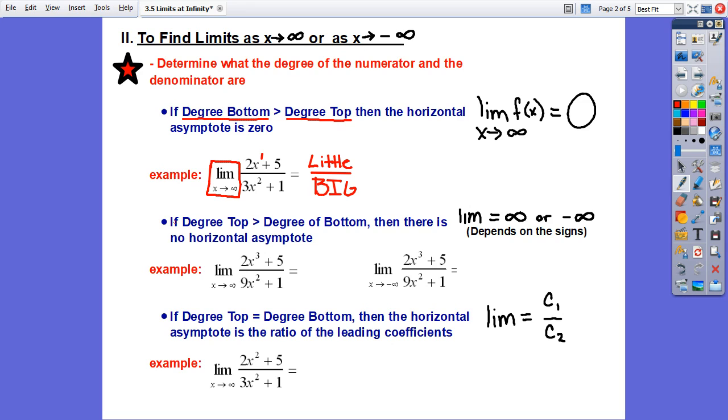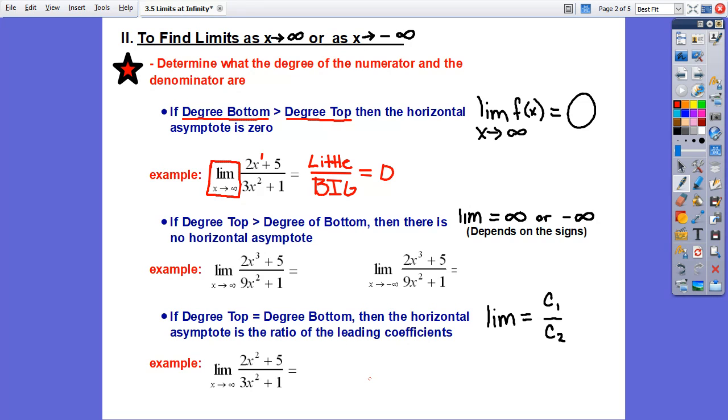So what we want to do is determine what the degrees, if we can, of the numerator and denominator are. Okay, and so the degree of the numerator is 1, degree of the denominator is 2. So that means the degree of the denominator is larger than the degree of the numerator. And so anytime that's the case, if we have little over big, that's always going to equal 0, just like what we just did with 1 over x. So it's just that memorization thing. So the limit as x approaches infinity or negative infinity of a little over big is 0.